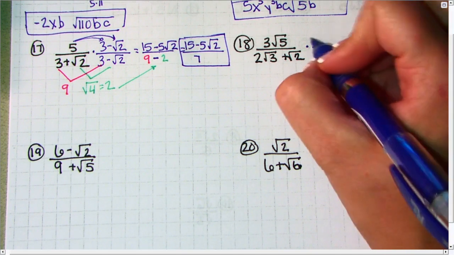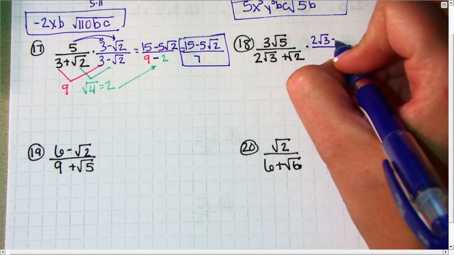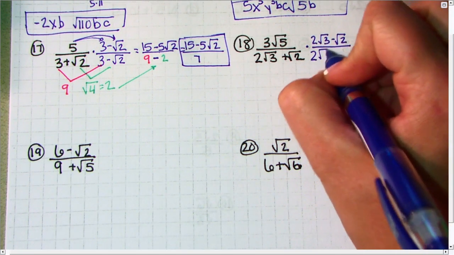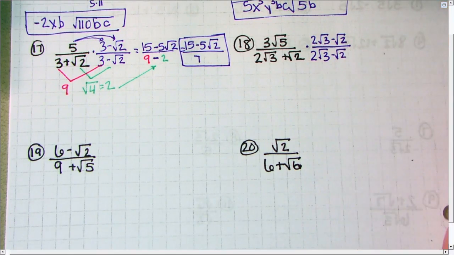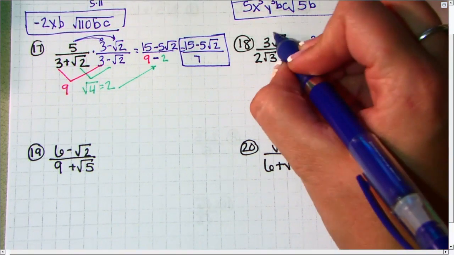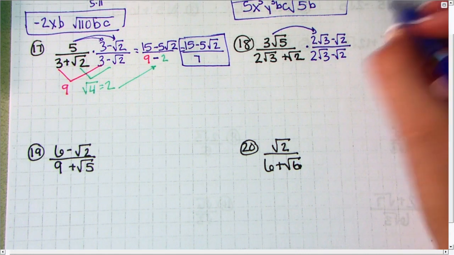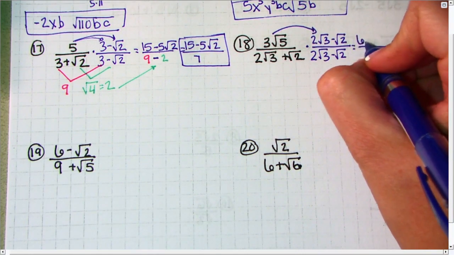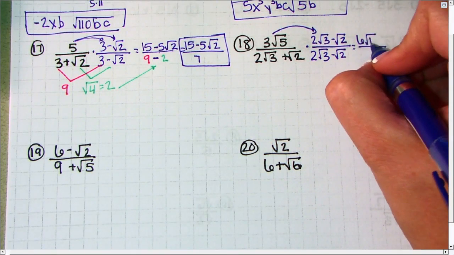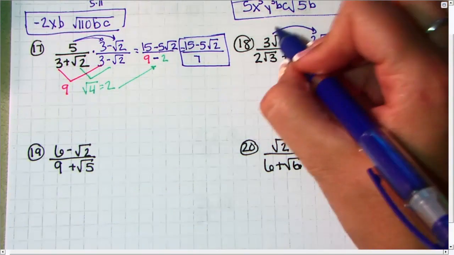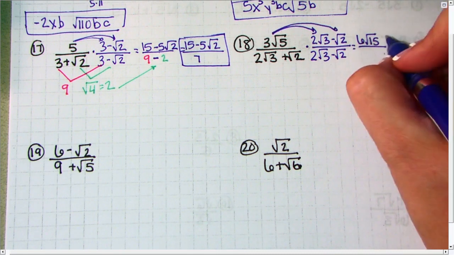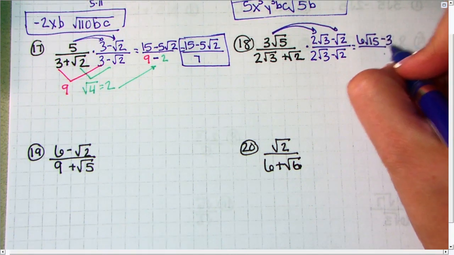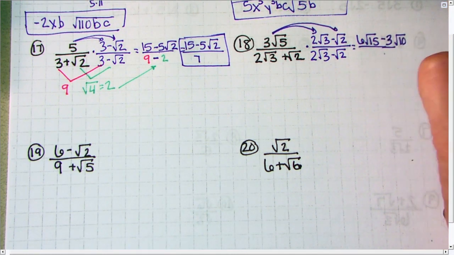Same idea. 2 square roots of 3 minus the square root of 2. 2 square root of 3 minus the square root of 2. I'm going to distribute 3 square root of 5 times 2 square root of 3. I'm going to multiply the 3 and the 2 first. So 3 times 2 is 6. Square root of 5 times square root of 3 is the square root of 15. 3 square roots of 5 times negative square root of 2 is just -3 square roots of 10.